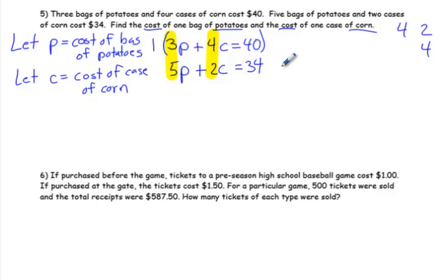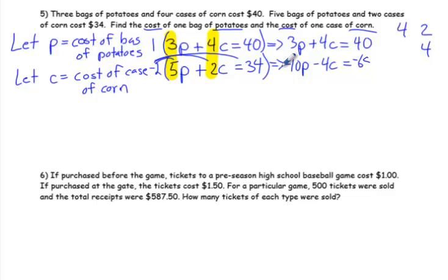So I can leave the top one the same. Now remember, we want the coefficient to be opposite, so I'm going to multiply the bottom one by -2. So the top one is just going to become 3p plus 4c equals 40. No change there. But on the bottom one, I'm going to multiply by a negative. Now every sign is going to change. So that's going to be -10p minus 4c equals, and then -2 times 34 is -68. So we've done some multiplication to get opposite coefficients, which means they're going to eliminate.